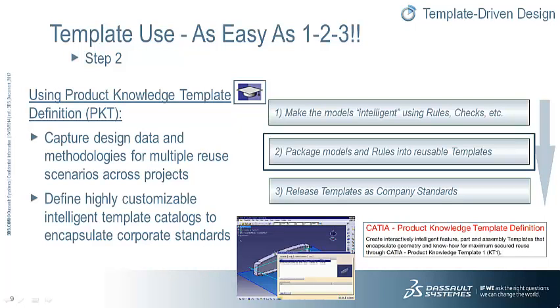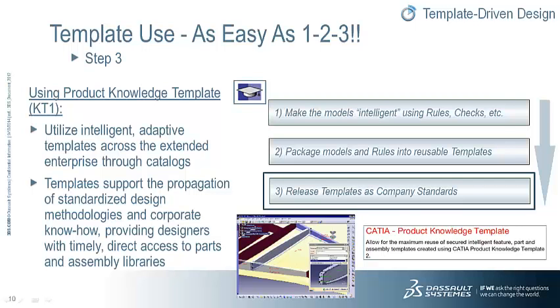Now it's time to create the templates through the use of CATIA Product Knowledge Template Definition, or PKT. This will be done by your most senior users. So we'll use PKT to capture design data and methodologies for multiple reuse scenarios across projects. In addition, we'll define highly customizable, intelligent template catalogs to encapsulate your company's corporate standards. This is step 2, and now we're ready to leverage these rules, templates, and catalogs across the design and engineering community to incorporate a template-driven design methodology.